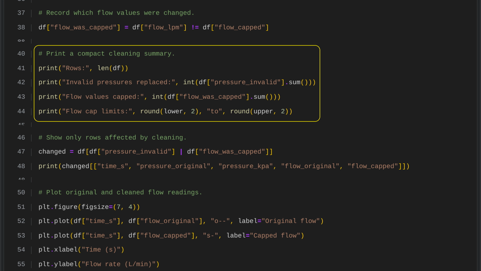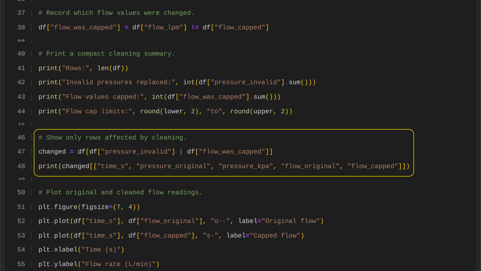The summary reports the dataset size, then counts how many invalid pressure values were replaced and how many flow values were capped. It also shows the lower and upper flow capping limits, rounded to 2 decimal places. Together, these outputs give a quick overview of the data cleaning results.